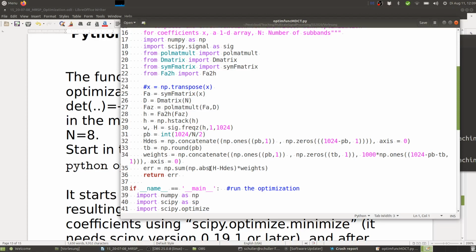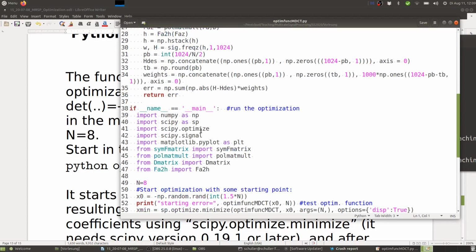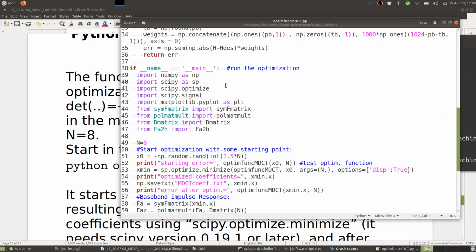Yeah, and then finally I'm computing the difference between the obtained frequency response and the desired frequency response. I'm taking the magnitude and multiply element-wise with the weights and then sum it up. And that's our error function, the resulting error. Yeah, so this is our error or objective function, and then we can run it. So here you can see I'm using SciPy Optimize as an optimizer here. SciPy Optimize actually has several quite nice optimizers, which is convenient here in our case.